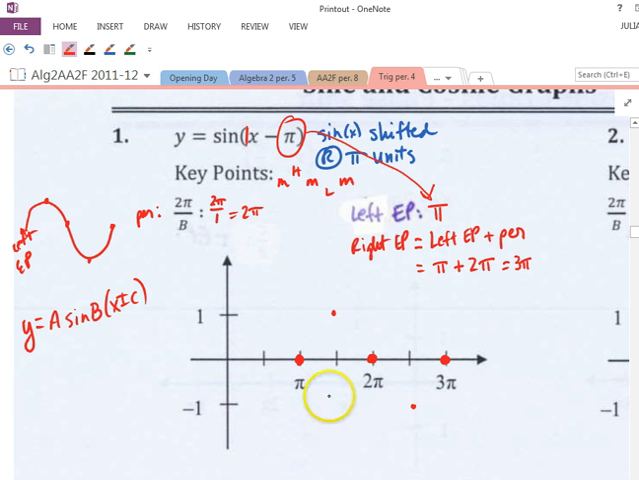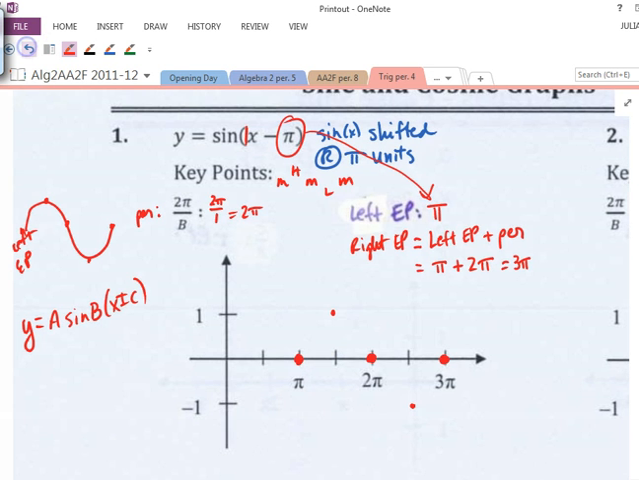What are the x's? So let me clarify the question. What are those x's right there? What's the x between pi and 2 pi? Should be 3 pi over 2. This is where the average of the 2 points comes in. You're doing the average of 1 and 2, which is 1.5.